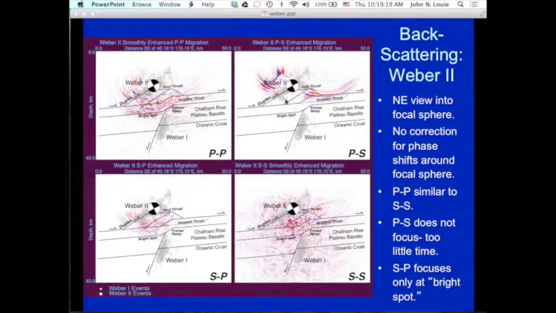Yeah, but I'm not imaging this part of the slab interface. I'm not imaging the bright spot just because of the limitations of the data. Yeah, sure. I'm getting a bit of the slab interface with the P to S, the top of the slab interface.